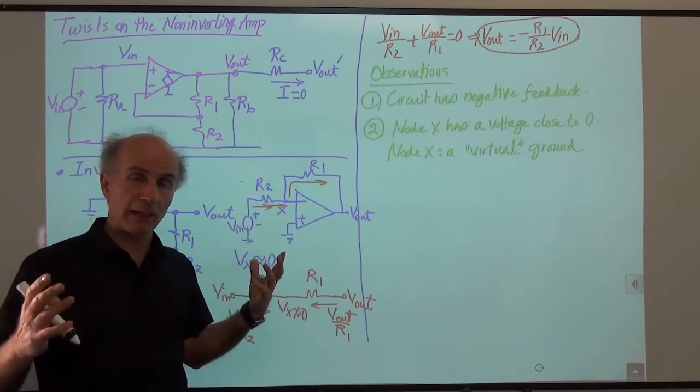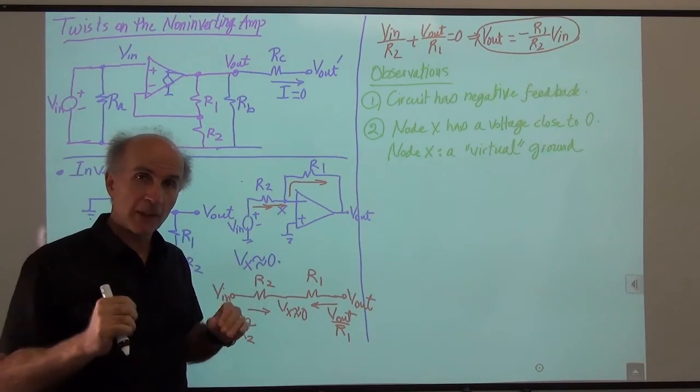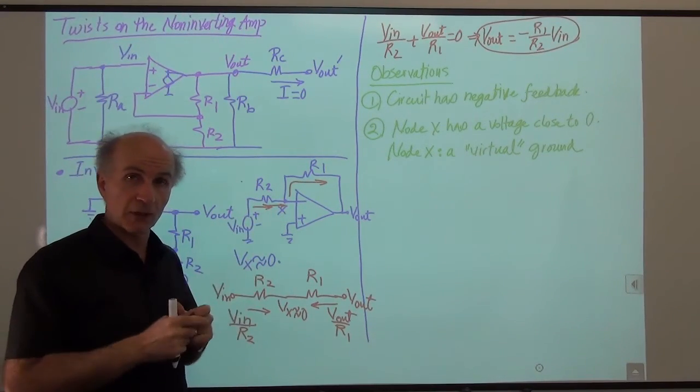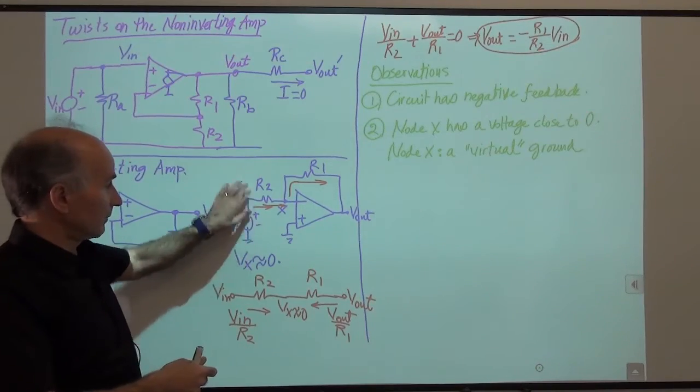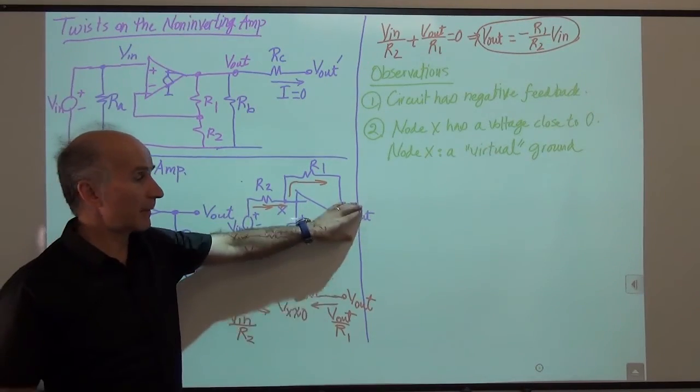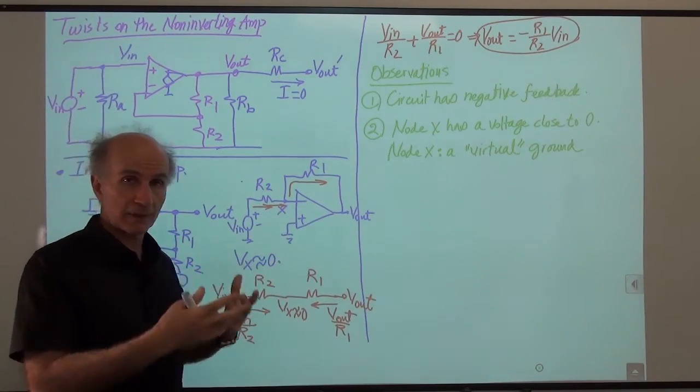All right, so virtual ground always gives us the impression that the voltage at that node wants to be close to 0, regardless of what's happening. This can be going up and down, this can be going up and down, this voltage still wants to stay around 0.